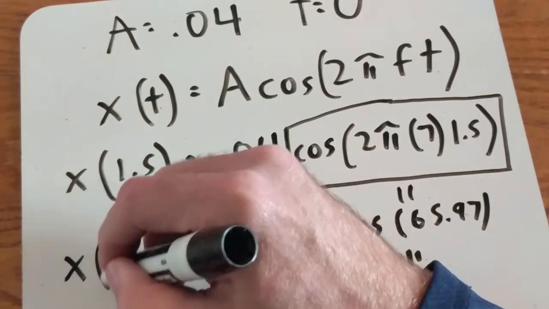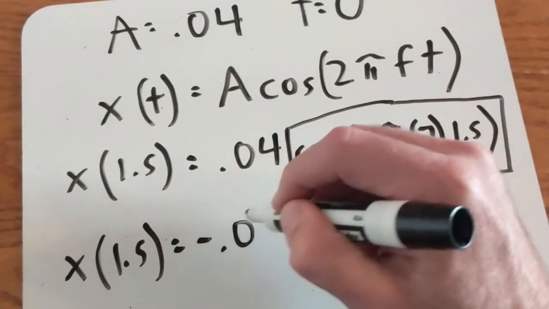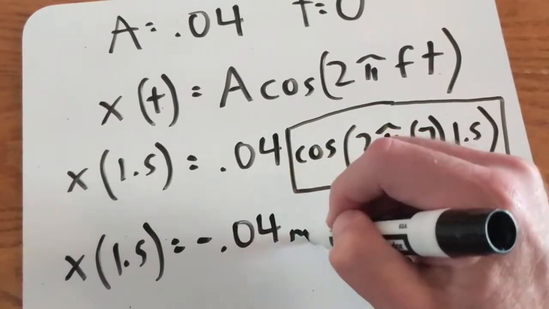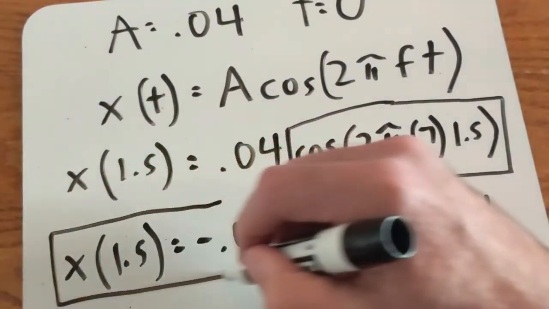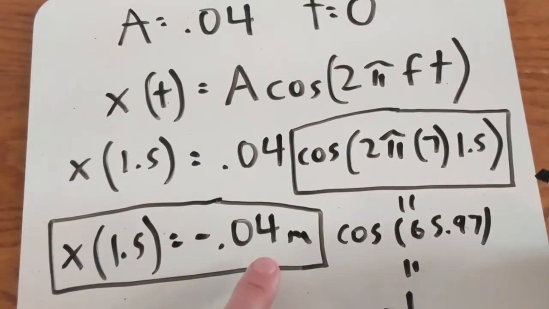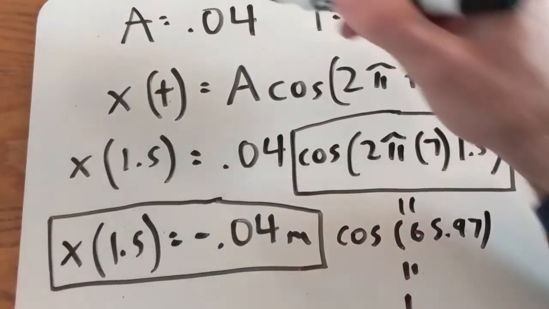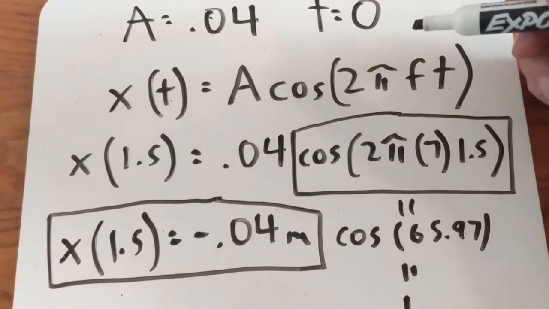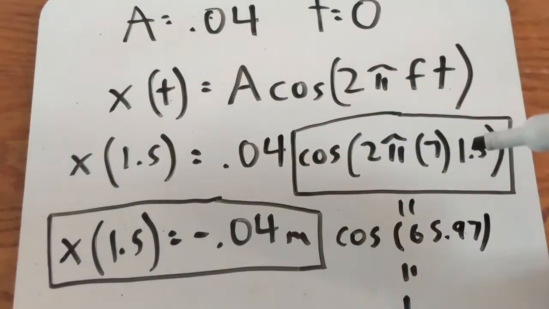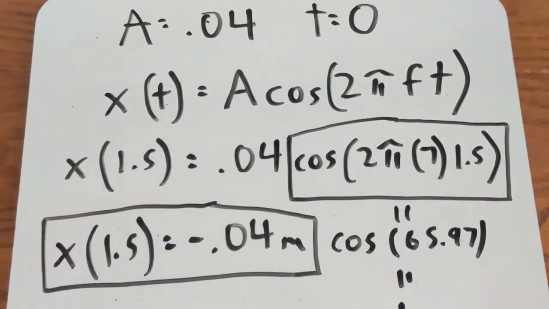So we say x of 1.5 will therefore equal -0.04 meters. And that's telling us where it's going to be. It's actually going to be on the other side at its amplitude. That's what the negative means. If it starts at +0.04, in 1.5 seconds it will be at -0.04, on the other side, and that's what that means. All right? So let's look at our next problem.